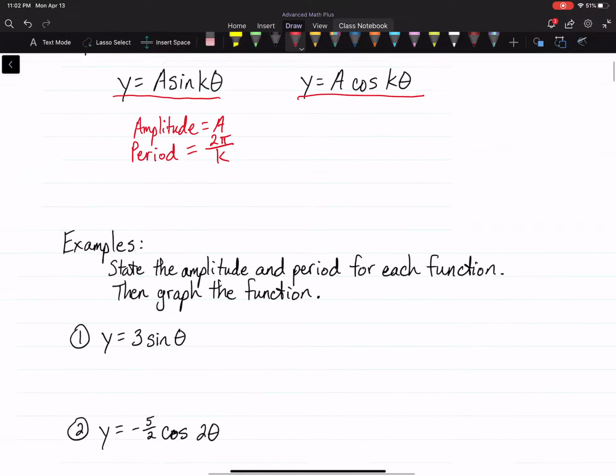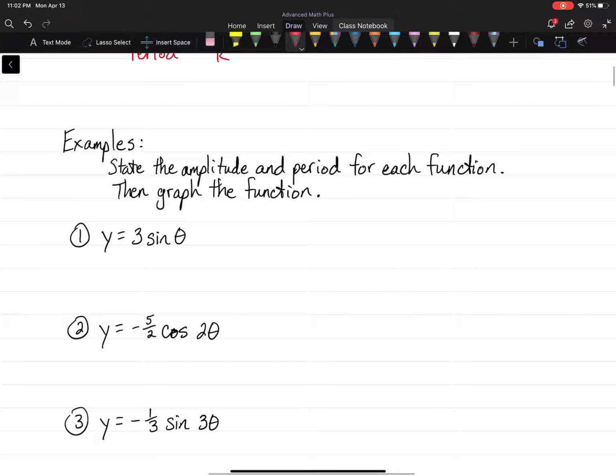So we've got a few examples here, 4 of them to be exact. The directions just say state the amplitude and period for each function, then graph the function. So the amplitude, like I said, is the easiest. It's just whatever number is in front of your sine or cosine. So in this case, the amplitude is 3. To get your period, we are going to say 2 pi divided by K. In this case, K is 1. It's an understood number in front of that theta. So 2 pi divided by 1 is just 2 pi.